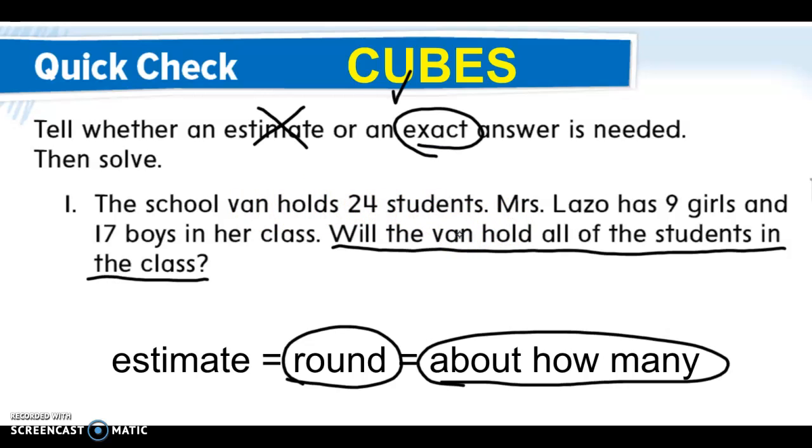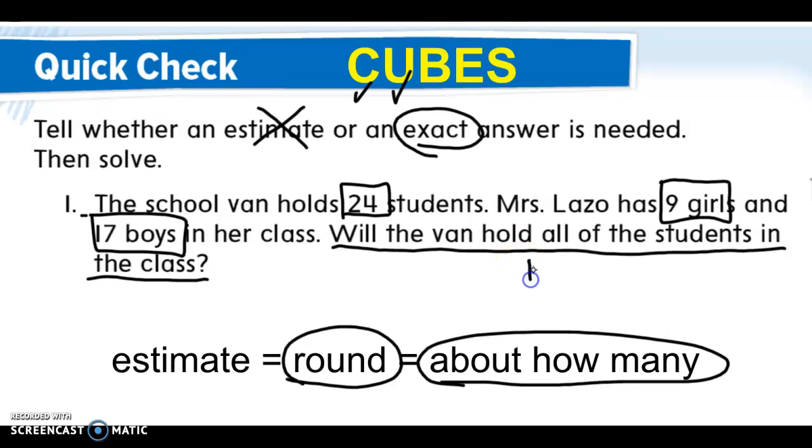So now we have to decide what numbers do we need, and we're going to put boxes around them. Well, we need to know how many students this van holds, so we need the 24. And we're also going to need to know how many students are in the class in order to know if they can all fit in the van. Well, this question doesn't outright say how many kids are in the class, but it does tell us there are 9 girls and 17 boys. So if I were to put the girls together with the boys, that's going to give me the total amount of students in her class.